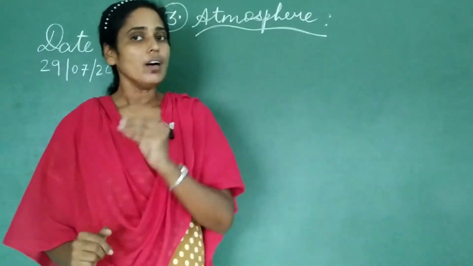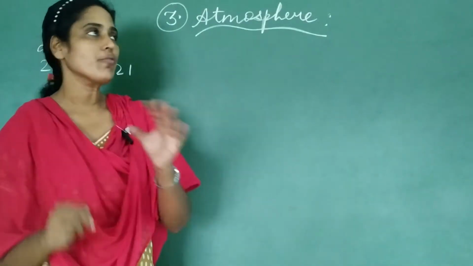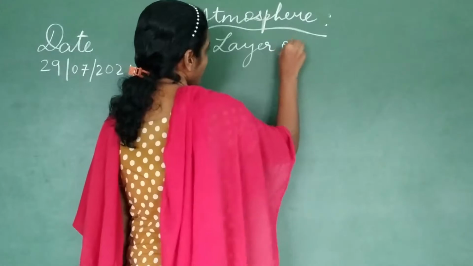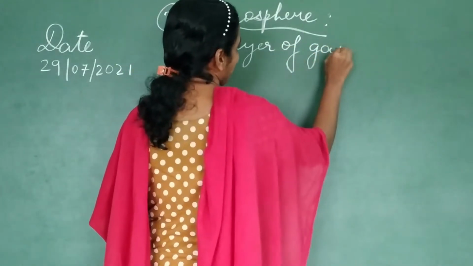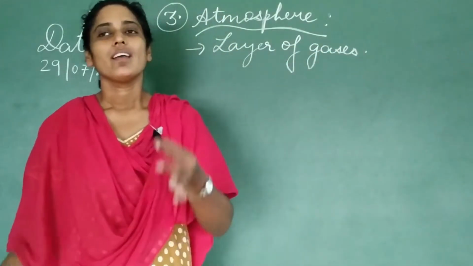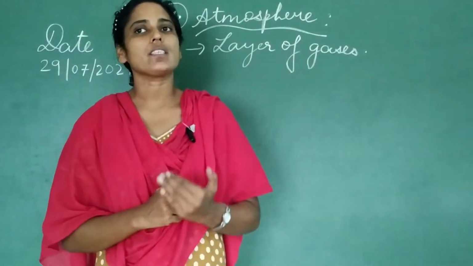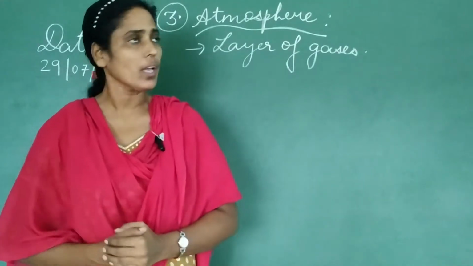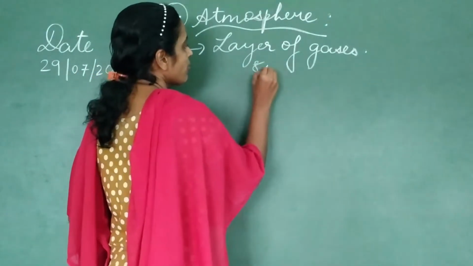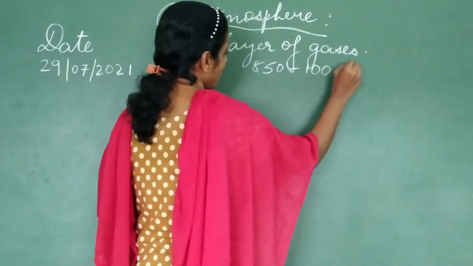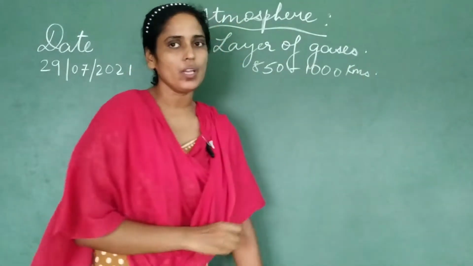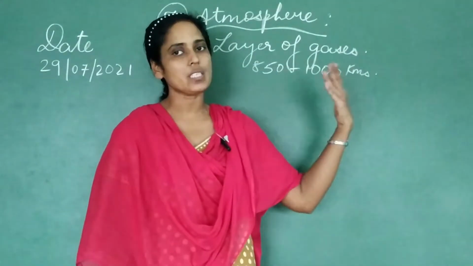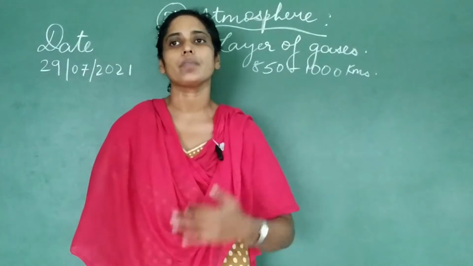Now the earth is surrounded by a layer of gases. And these gases are approximately up to the height of 850 to 1000 kilometers. Okay. Approximate figures we will take, 850 to 1000 kilometers. Approximate height. In geography mostly, as I told you in the previous sections and previous lesson also, approximate figures are taken, approximate values are taken.